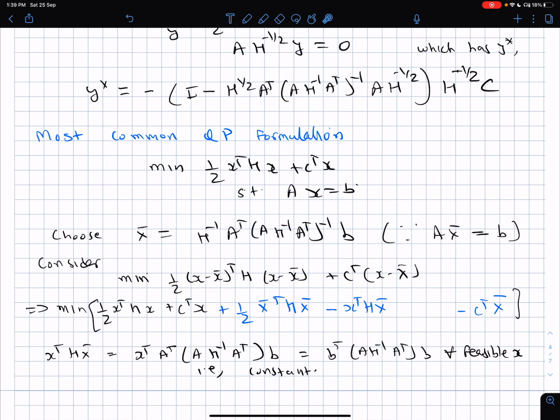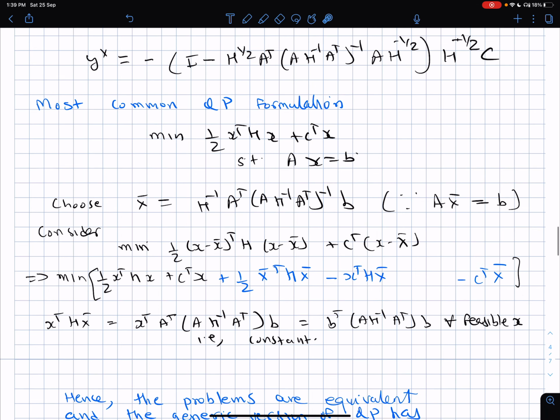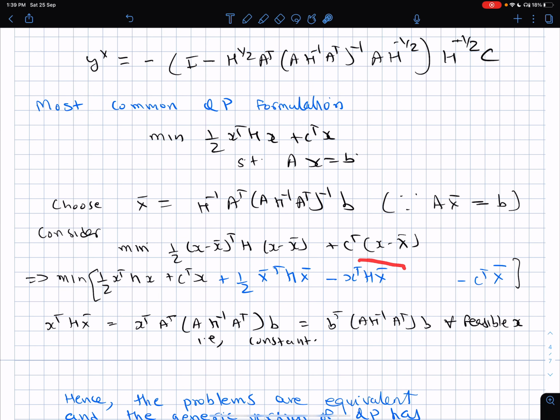All the terms are now listed here. Now the real issue in showing the equivalence is this: this is a constant, so it will not alter the solution. These two terms are the original problem's terms, so their being in the objective function is fine. The real problem is coming because of this minus x transpose H x bar. With my nice choice of x bar, minus x transpose H x bar is going to be a constant.